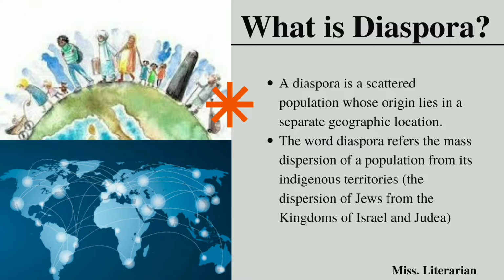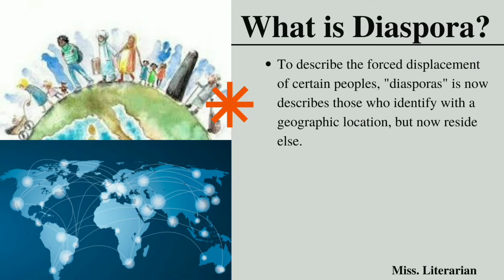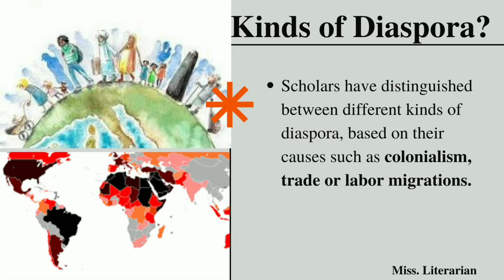Historically, this diaspora started with the Jews' dispersion from the ancient kingdoms of Israel and Judah. Initially, the word diaspora described the forced displacement of certain peoples, but in contemporary times, diaspora generally describes those who identify with a geographic location, but reside somewhere else. Scholars have identified that diaspora occurred due to colonization, trade, or labor migration.